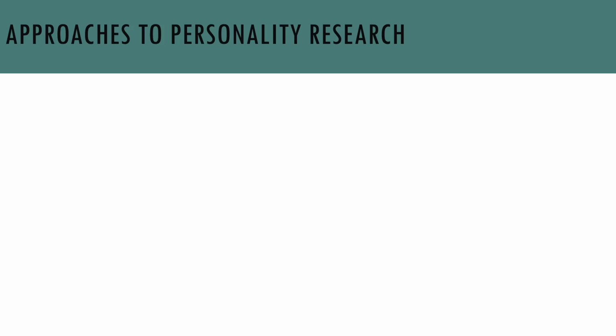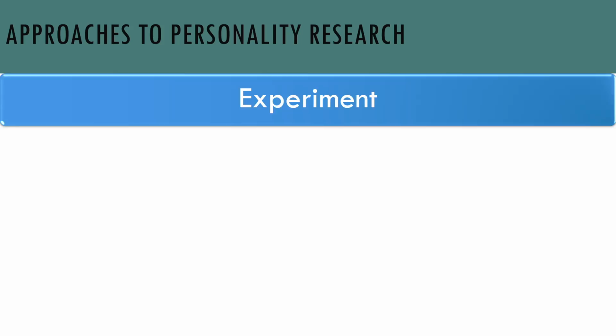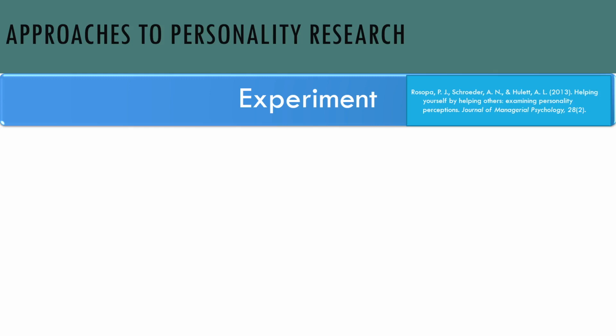All right. So how do we go about personality research? Let's start with the gold standard, greatest way of ever knowing anything securely, and that is the experiment. Before I go through all the details of what an experiment includes, I thought it would be useful if I described a study and then kind of broke down the parts of it in the next slide. So I pulled one that's kind of related to personality. It's from 2013, Helping Yourself by Helping Others, Examining Personality Perceptions. You kind of notice a lot of these personality reports are coming out of business journals. So this one's out of the Journal of Managerial Psychology.